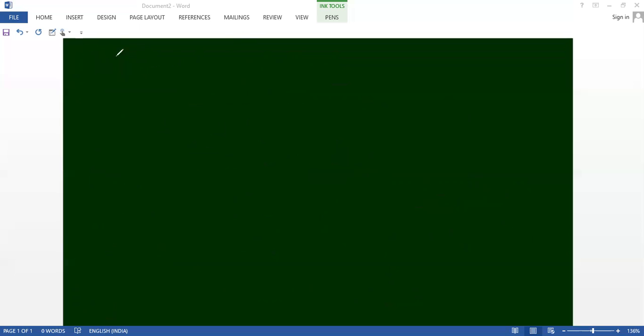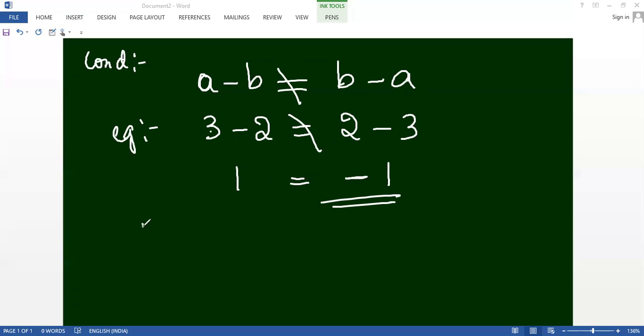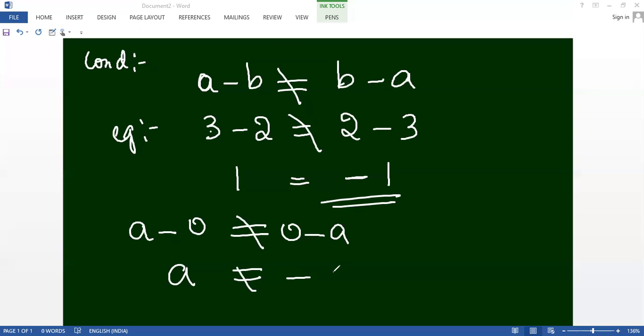And we have another condition. A minus B and B minus A will not be equal. For example, 3 minus 2 is not equal to 2 minus 3. 3 minus 2 is equal to 1, and 2 minus 3 is equal to minus 1. So that is a wrong condition. And A minus 0 is also not equal to 0 minus A. Here A is not equal to minus A.